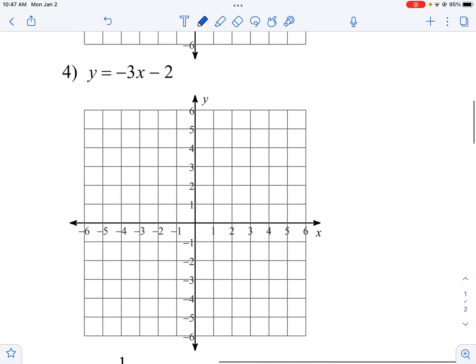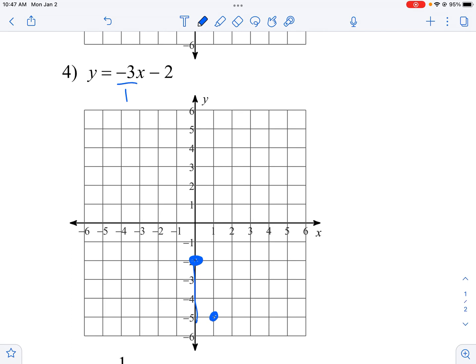And let's try out number 4. If you're getting the hang of it, you can try out some of the rest of these and then catch up later, and just check it later. So I see this one, it's got a y-intercept of -2, so I put a dot on -2. And then I see a slope of -3. I need to put that over 1. My slope is negative, so it's going to go down and to the right. So I'm going to go down 3 and then right 1.